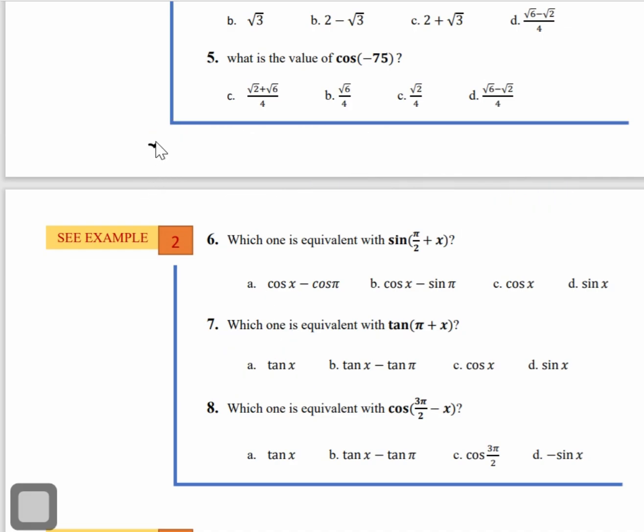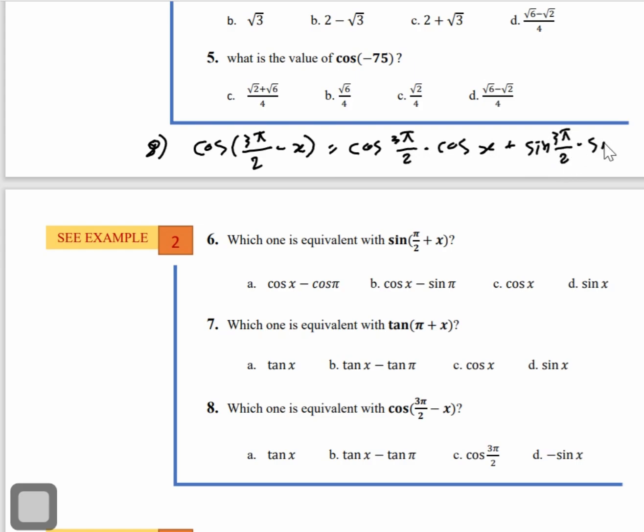For number 8, we are going to immediately prove it. We have cosine 3 pi over 2 minus x. It will be cosine 3 pi over 2 multiplied by cosine x. We have minus, so it will be plus sine 3 pi over 2 multiplied by sine x.